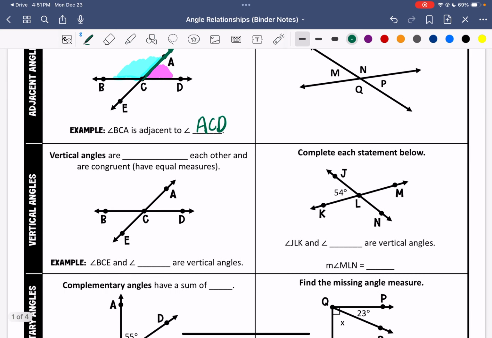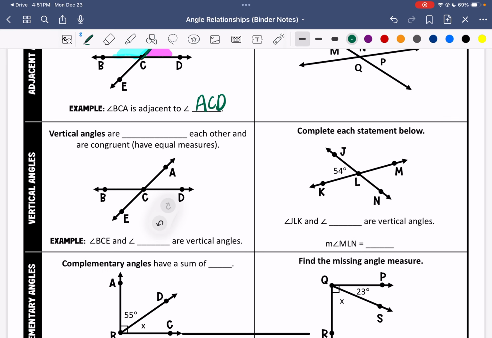All right, so let's go to the next angle, vertical angles. Vertical angles are opposite each other, and they're congruent, meaning they have the same measurement. So we're going to look at BCE, which is here. This is this angle BCE. And the opposite, which would be on the other side, is ACD. They're equal. You could actually grab patty paper if you had the paper in front of you, and you would see that they are congruent to each other.